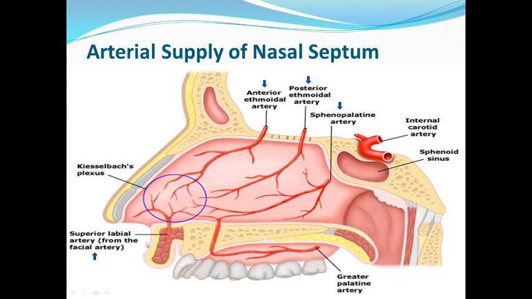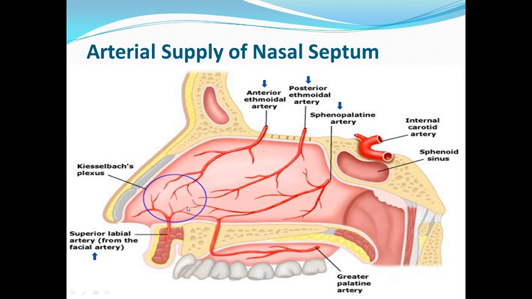Now talking about the arterial supply of the nasal septum. This is the anterosuperior part of the nasal septum, which is basically supplied by the anterior ethmoidal artery. This is the anterior ethmoidal artery, and it supplies the anterosuperior part. The posteroinferior part is supplied by the sphenopalatine artery. This is the sphenopalatine artery, which is supplying the posteroinferior part of the nasal septum.